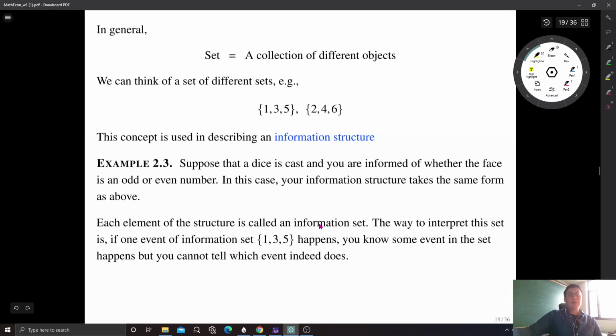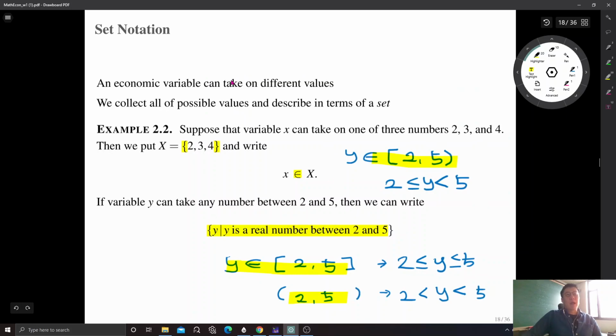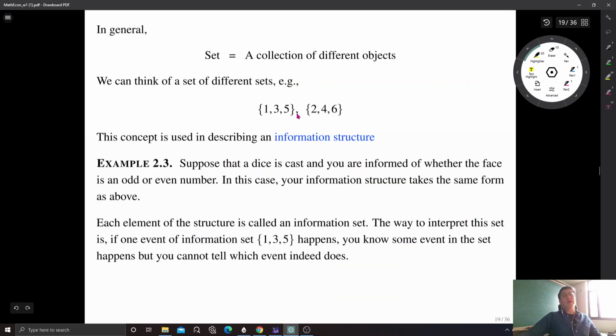All right. So a set is a collection of possible values that one variable can take on. But in general, we can define a set as a collection of different objects. Here objects can be anything. It can be possible values of one variable, but a set may denote a collection of any different objects. Here an object can be another set.